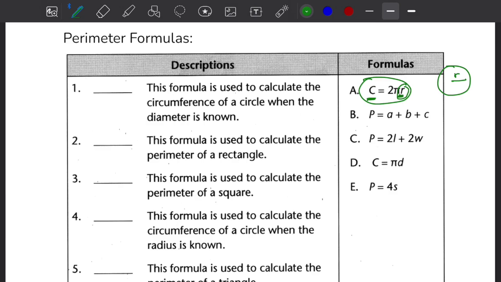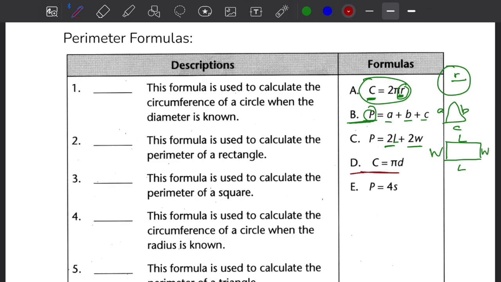The second formula here has the perimeter. So we're calculating the perimeter of a shape, and then it looks like we're adding 3 different numbers. That means we have 3 different sides, which means we're working with a triangle. Okay, so say triangle ABC. The next one shows 2L plus 2W. This is an L, by the way. So 2 lengths and 2 widths. That means I'm working with a 4-sided shape, which is a rectangle in this case. 2 lengths here and 2 widths here.